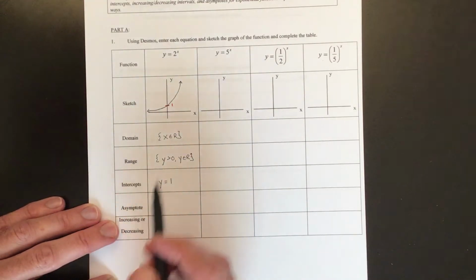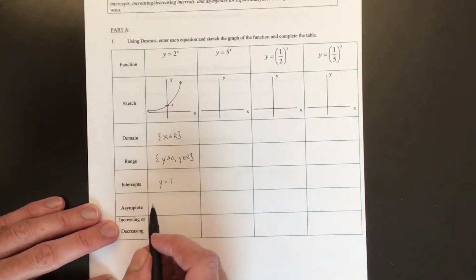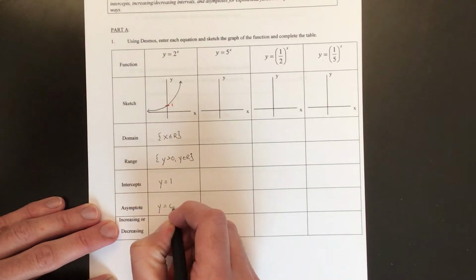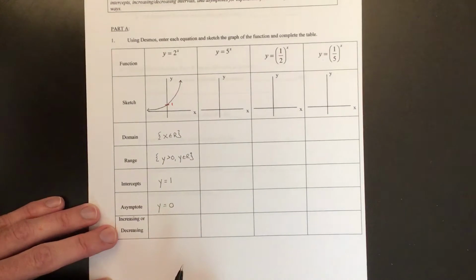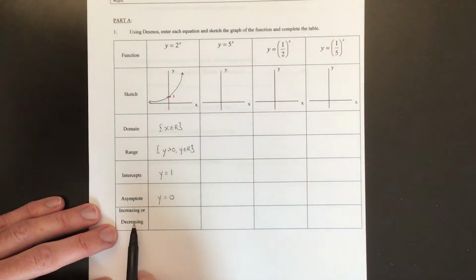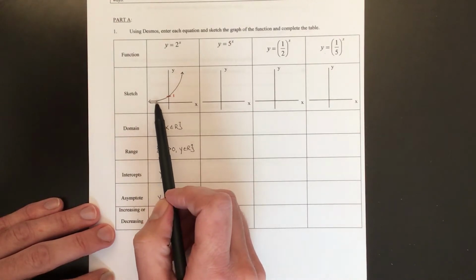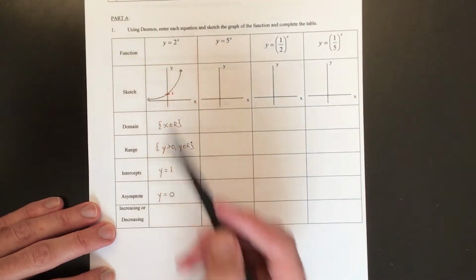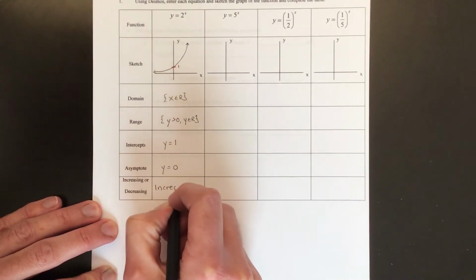And for asymptote, I just mentioned that because this line can't touch the x-axis, there's an asymptote that occurs at y equal to 0 because our line can't touch it or cross it. Increasing or decreasing, that just means that as you're going from the graph from left to right, what's happening? Well, my graph is going up. So it would be increasing.